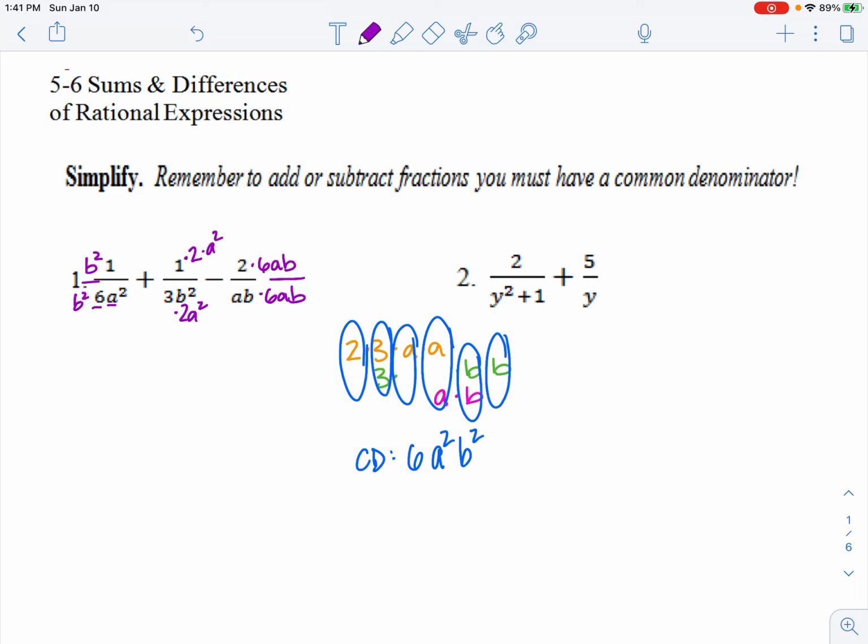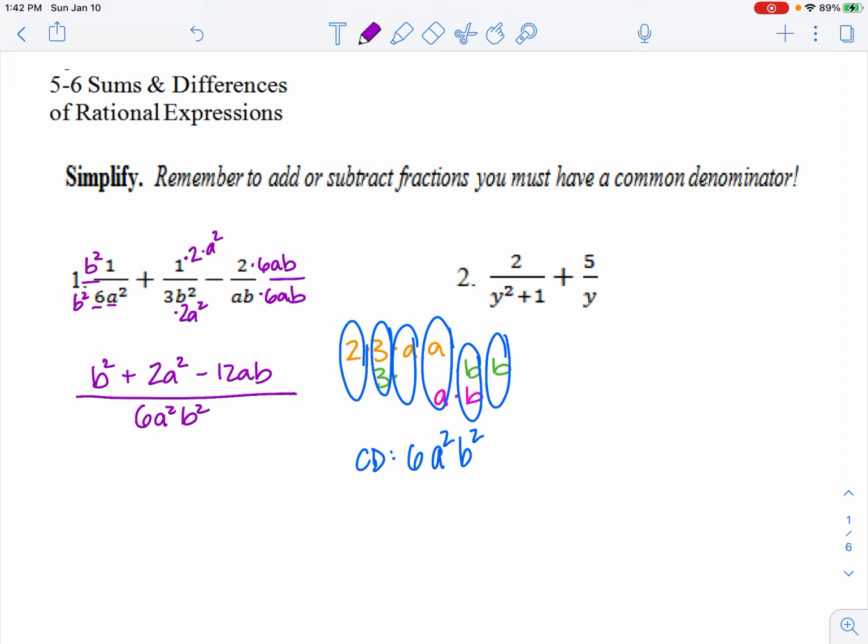And now that I have a common denominator, I can, if I want, write it as one giant fraction. My common denominator will be 6a squared b squared. And let's see, I had 1 times b squared, so that's b squared. I had plus 1 times 2a squared, so that's 2a squared. And then minus 2 times 6ab, so that's minus 12ab.